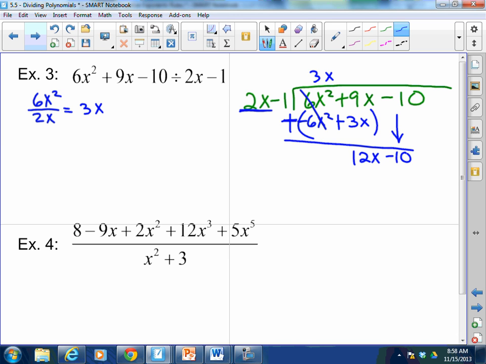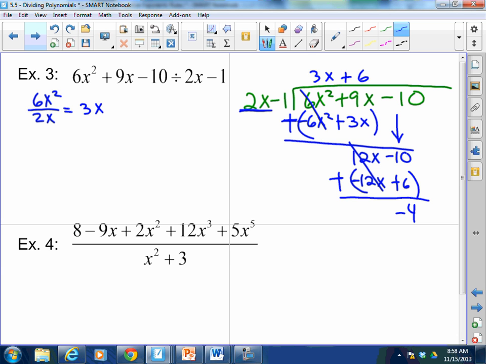How many times does 2x go into 12x? Positive 6 times. I'm going to multiply that 6 to the divisor and subtract the product. I'm going to distribute the negative. The first terms must cancel. Negative 10 plus 6 equals negative 4. Can 2x ever go into a number by itself? No. So that's my remainder.